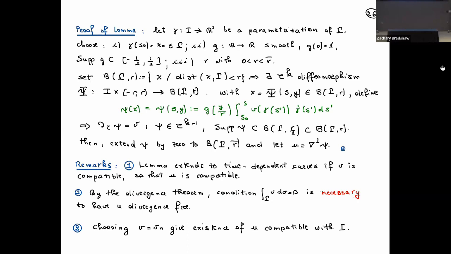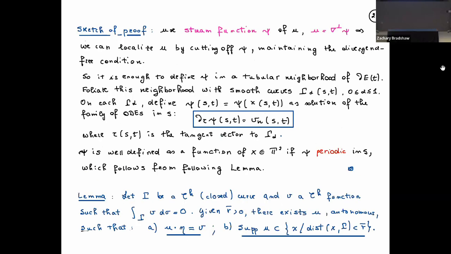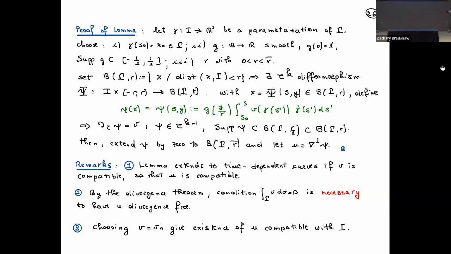So that tells us that we can work locally, and we are guaranteed to have the construction of the stream function. So you can definitely extend. This lemma is for one curve. We have time-dependent curves. The extension is straightforward. You can extend the lemma to time-dependent curves, but the function V has to be compatible in the way that I described before. If it is compatible, then the vector field that I construct will also be compatible.